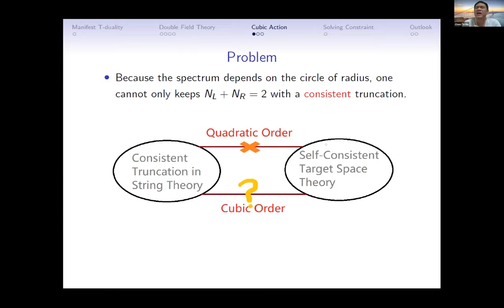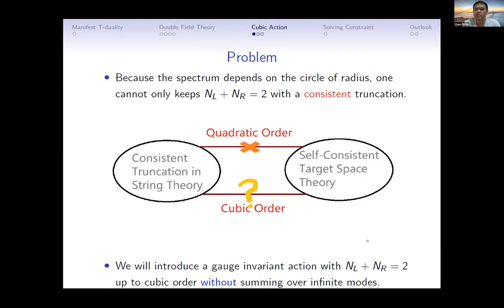But for the quantum order, this is an interacting theory. So people usually speculate we should sum over invariant modes to get the gauge invariant theory. However, we will obtain a gauge invariant theory without summing over invariant modes.